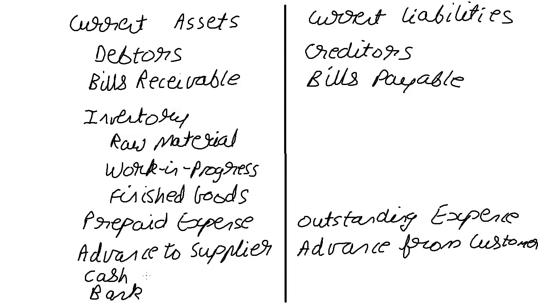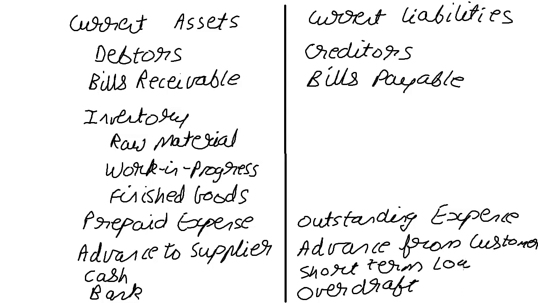Cash, we can't have negative cash, but we can have a negative bank balance, and we call that overdraft, which is a form of short-term loan. If you want, you can also think of short-term loan, any loan which is to be paid back within a year, as an example of a current liability. So I've given you a list of current assets and current liabilities. If you're given a question, you should be aware of this list and then identify what those items are.